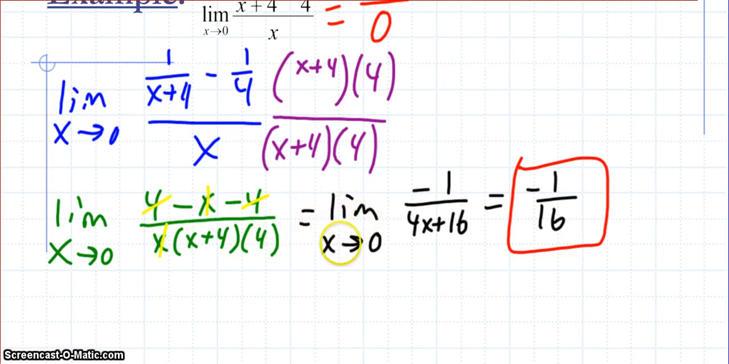So now I have the limit as x goes to 0 of negative 1 over the quantity 4x plus 16. Now I can do direct substitution and I just get negative 1/16.